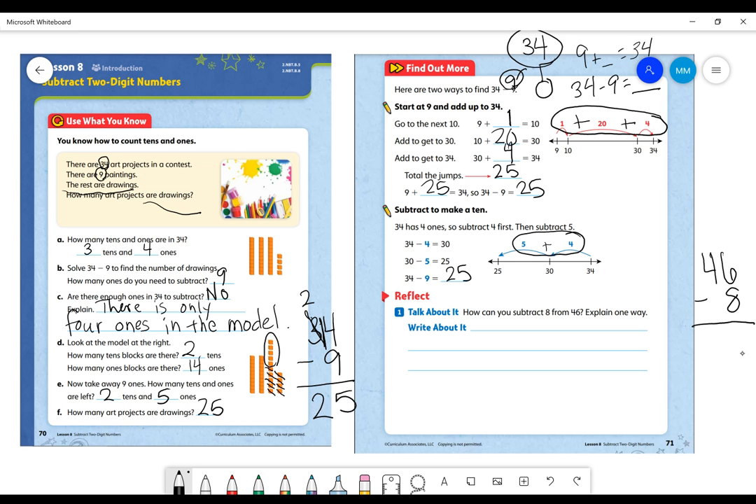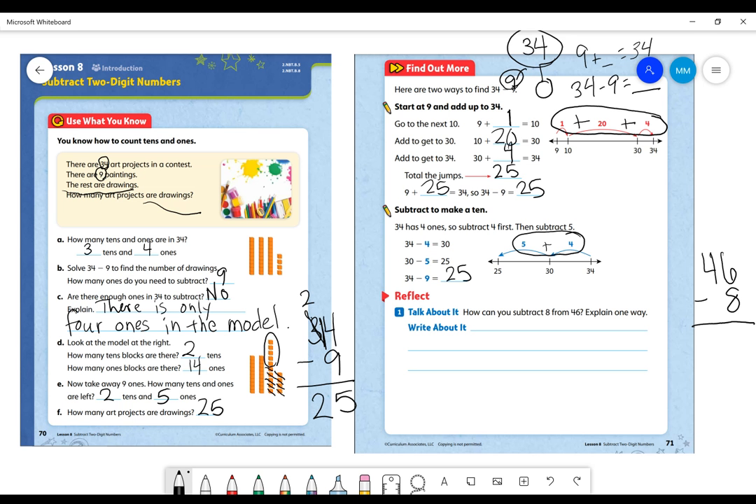I always start in my ones place. Now, my whole always goes on top, right? My whole is first, and the part I'm taking away comes next. Can I subtract 8? Can I take 8 away from 6? No. So here is what I'm going to do.